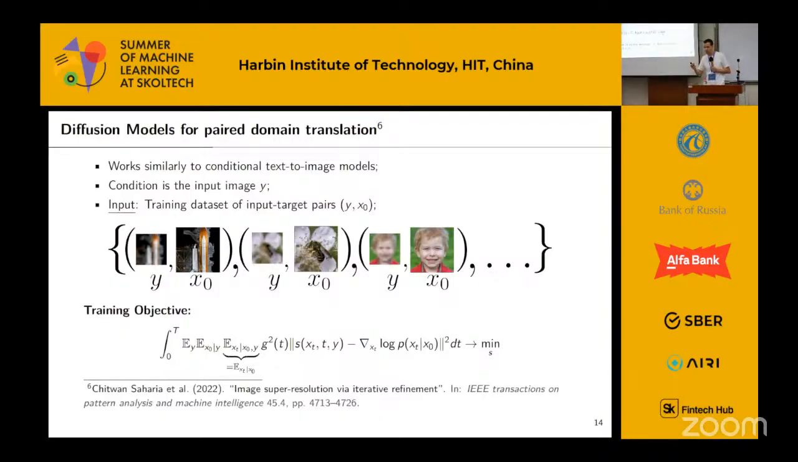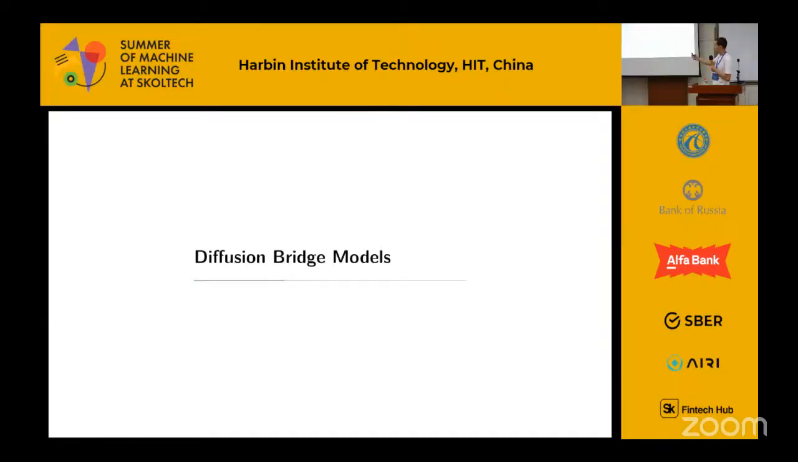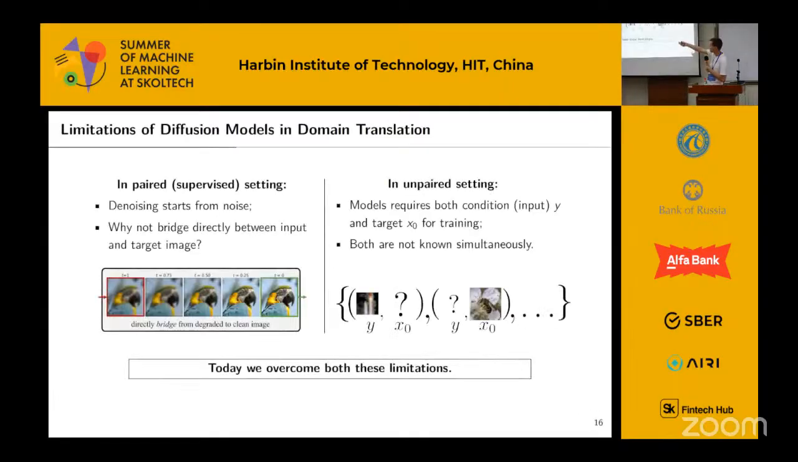So what do we do in text-to-image problems? We learn a diffusion model which conditions on text, on some condition, and learns to generate data corresponding to this text from white noise by reversing the diffusion process. We can do the same in the paired domain translation problem. In paired domain translation, we have pairs of data, for example, a low resolution image and a high resolution image. And we can use the low resolution image as a condition to train our diffusion model to generate a high resolution image, basically. So this is very, very easy.